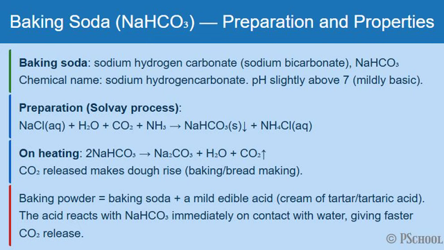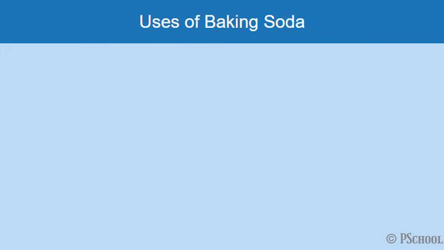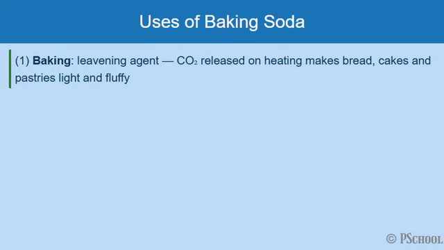Baking powder equals baking soda plus a mild edible acid like cream of tartar or tartaric acid. The acid reacts with sodium bicarbonate on contact with water, giving faster carbon dioxide release. Sodium bicarbonate has diverse applications. 1. Baking, it is a leavening agent. Carbon dioxide released on heating makes bread, cakes, and pastries light and fluffy.